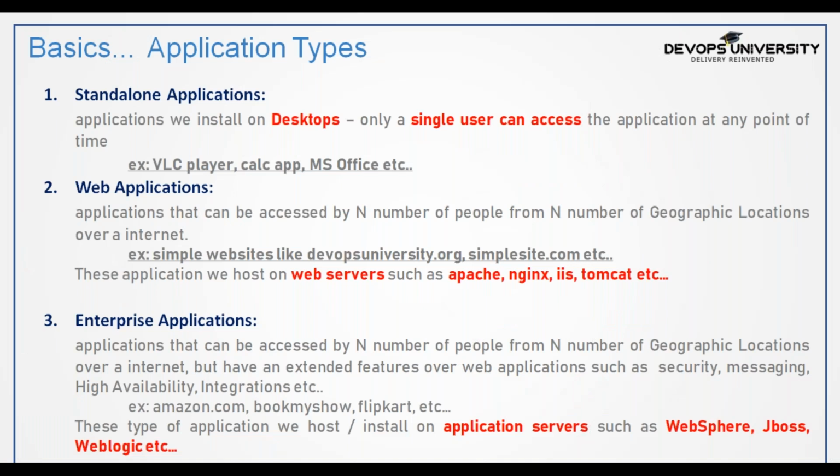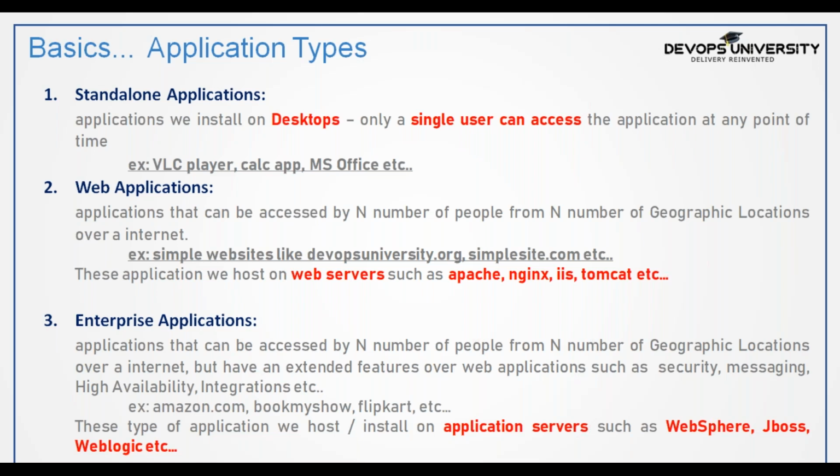We call them standalone applications, right? These are normally desktop applications, team. They stand alone always, which means that only a single user can access that particular application, and only the person in front of the system can access it. There are some limitations for standalone applications. Examples are VLC media player, a calculator application, or MS Office that you use on your system. These are all called standalone applications that we normally use in day-to-day activities, right?